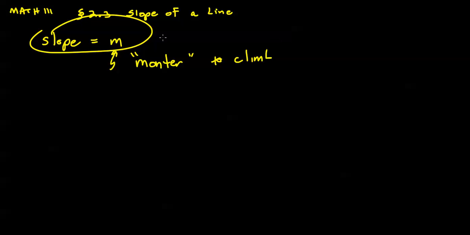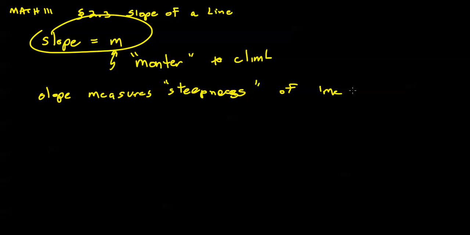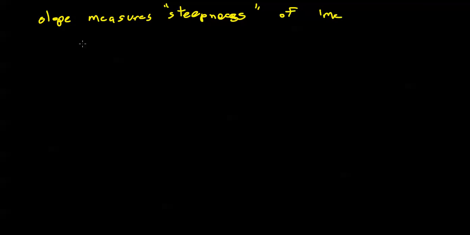As we know, the slope is usually simplified to a number which measures the steepness of a line. Let's do a simple example here.